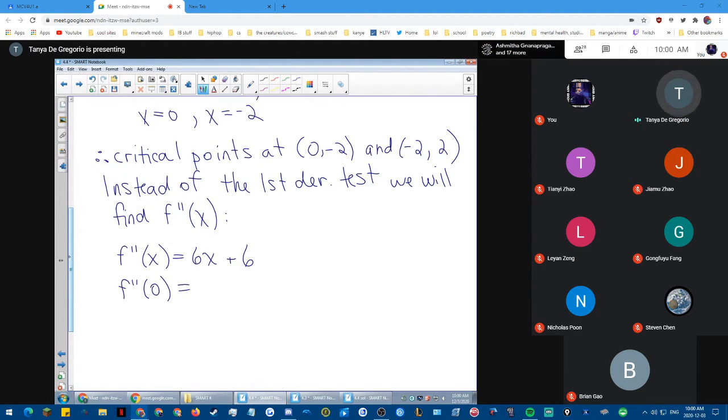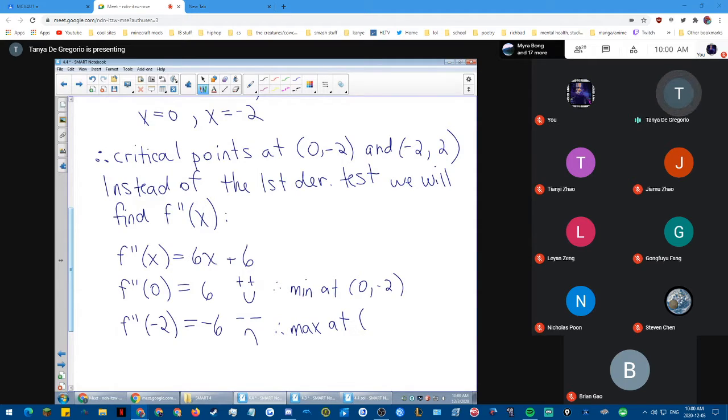So if I sub in 0, I get 6. That's positive. That means I'm concave up, and that means I have a minimum. And then I sub negative 2 in, my other critical point, and if you sub in negative 2 now, what do you get? Negative 6. And it's negative, so that means I have a maximum.